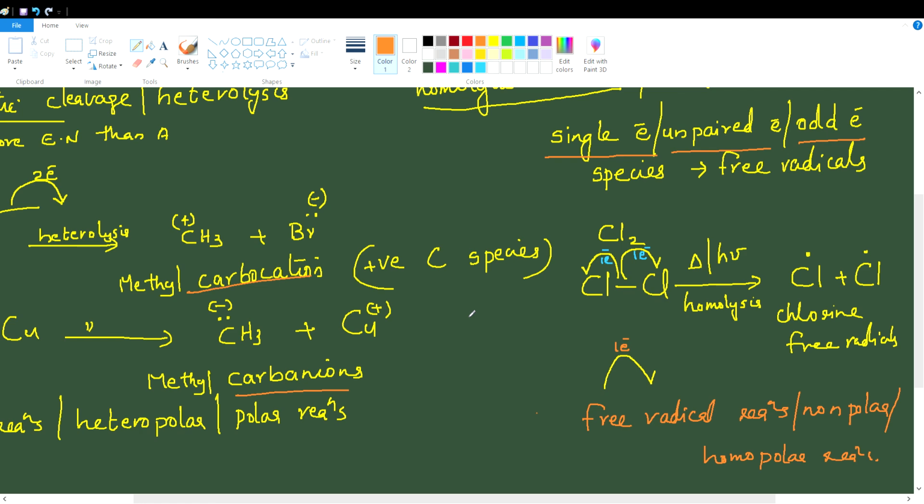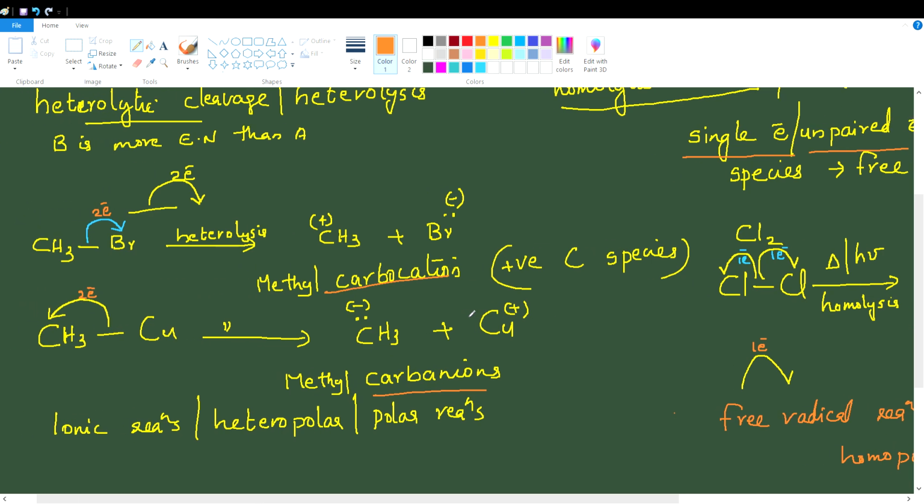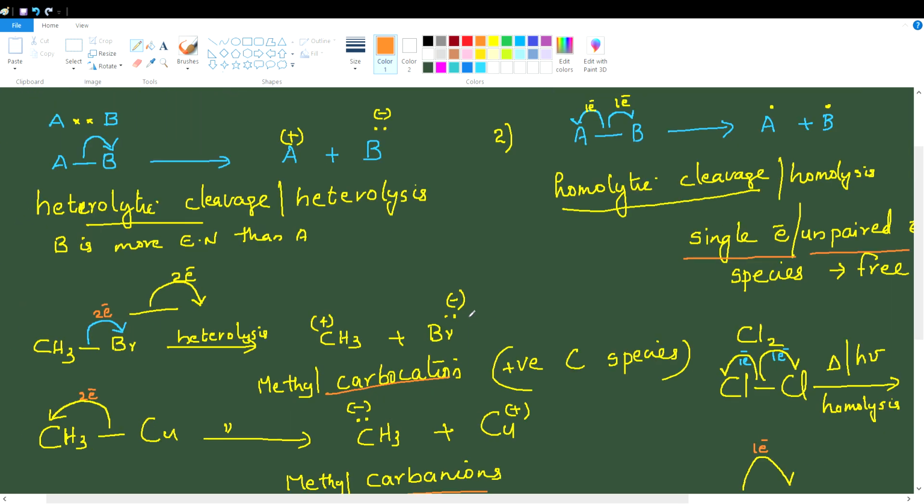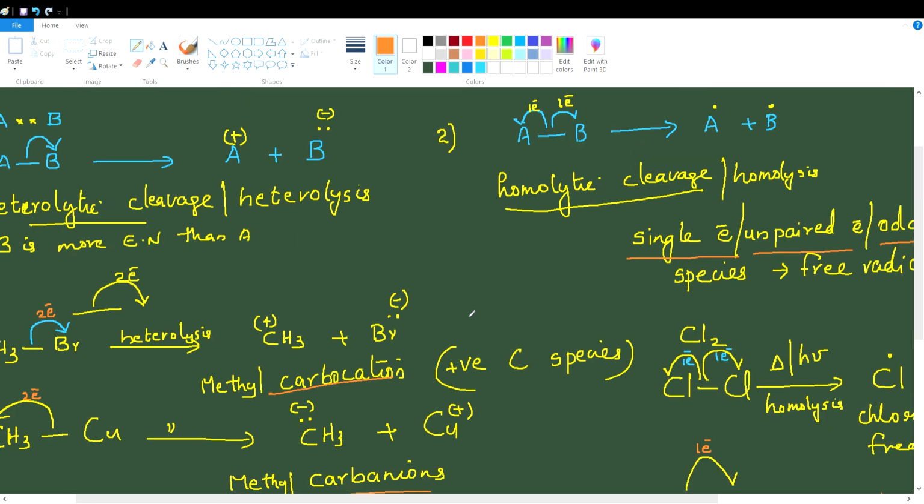So these are the two types of cleavage of a covalent bond, heterolytic cleavage and homolytic cleavage. Heterolytic cleavage results in the formation of carbocations or carbanions. Ionic species are produced. Homolytic cleavage results in the formation of free radicals. Heterolytic cleavage is represented by drawing a curved arrow, full-headed arrow. Homolytic cleavage by a half-headed arrow, fish hook arrow.